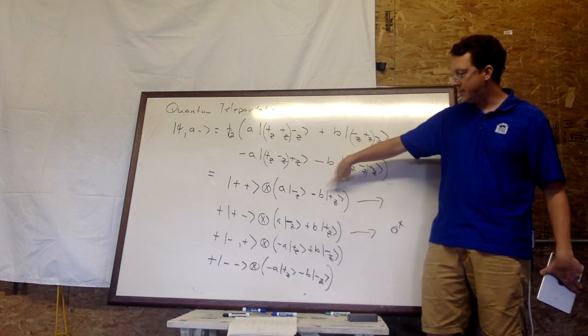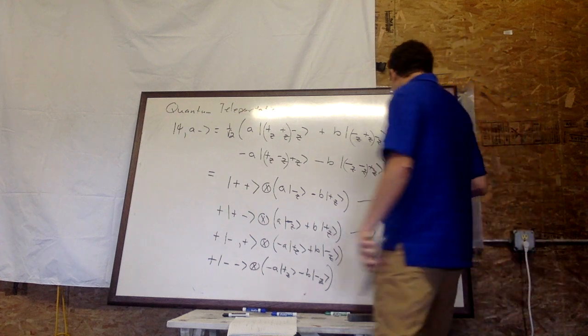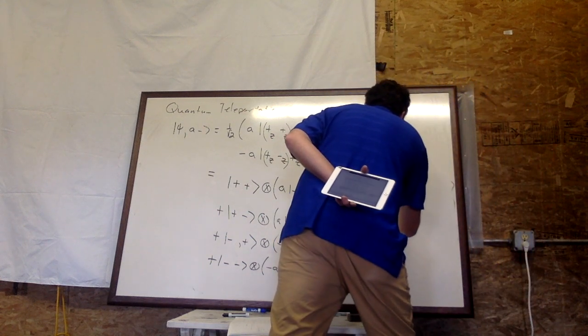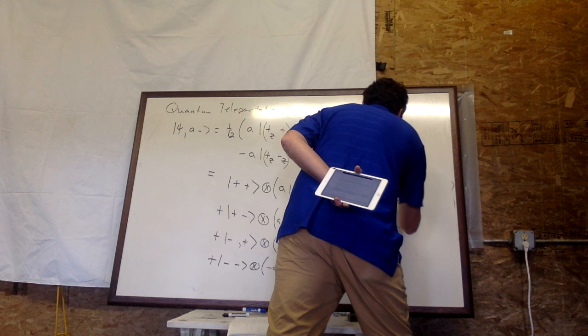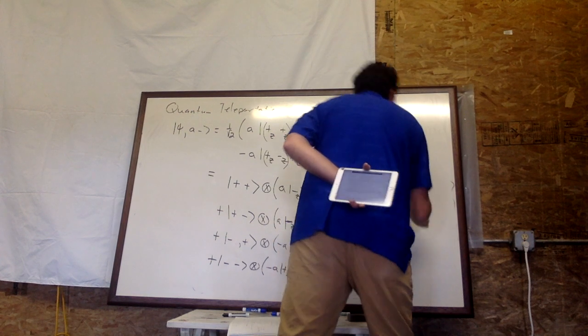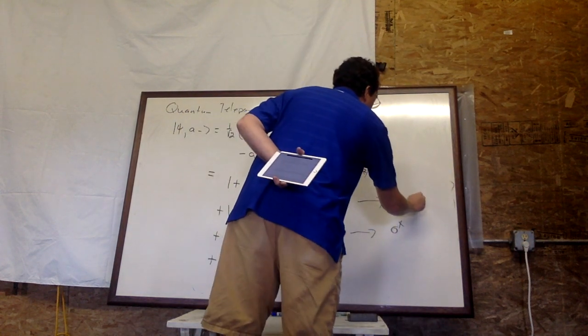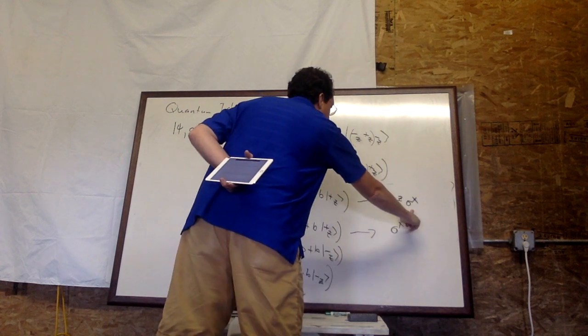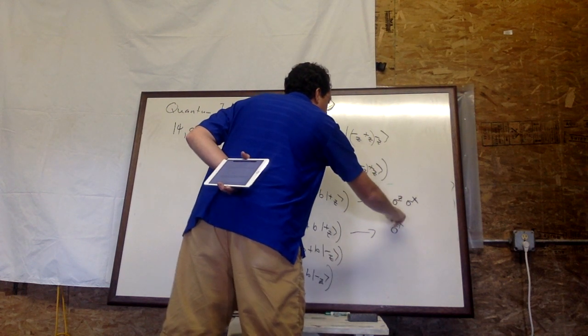This becomes a minus. So she could say, okay, Bob, apply sigma x, then z. You read them from right to left. So first apply sigma x to flip it, and then apply sigma z.